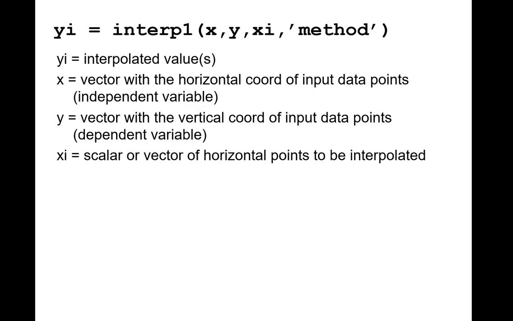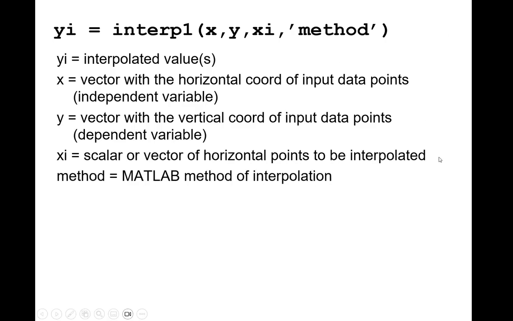The next entry, xi, this is the points that we want to interpolate. If we know the values for when x is 1 and x is 2, but we want to find maybe x is 1.8, we could use different methods to do that. So we could put in 1.8 as our xi value. And the fourth value is method.